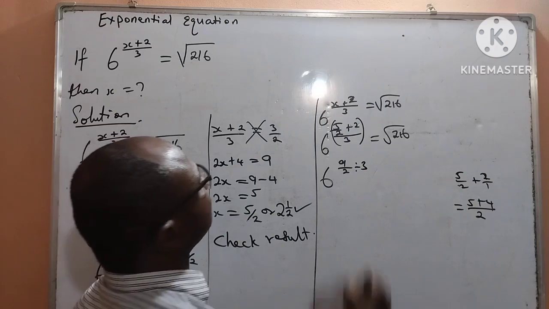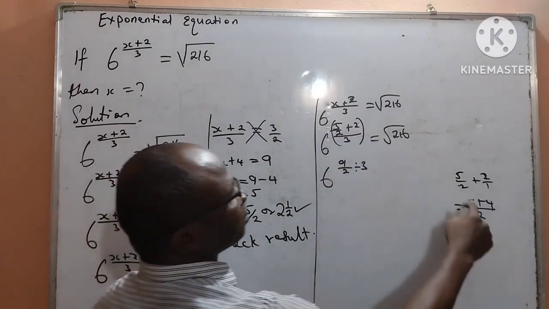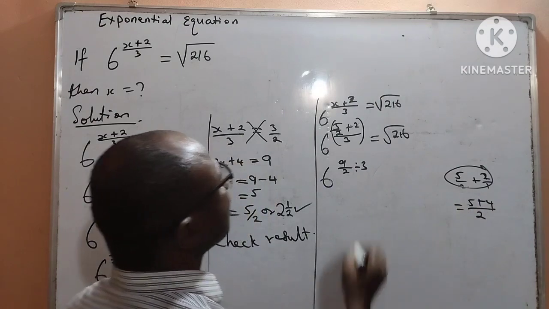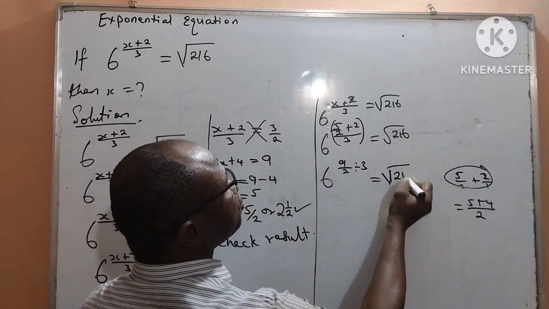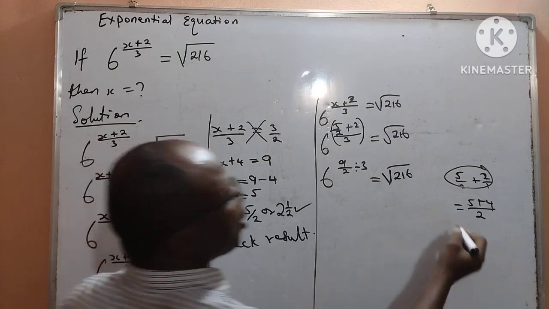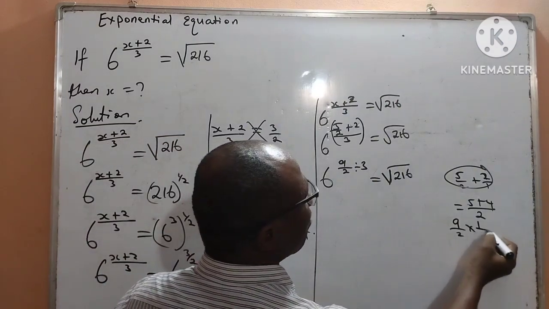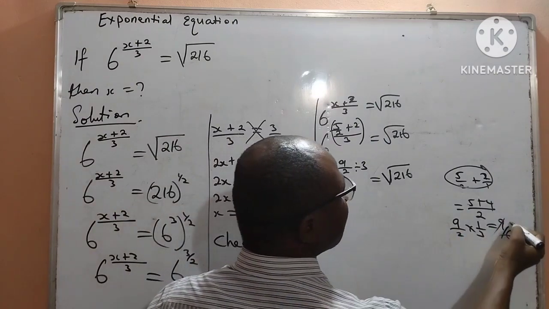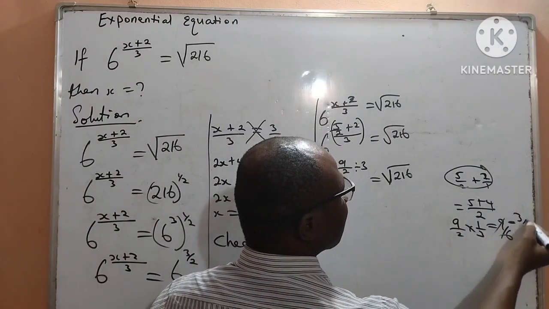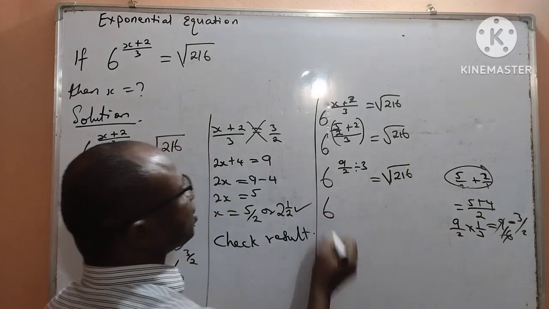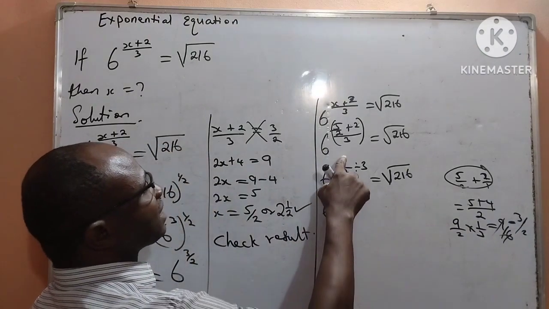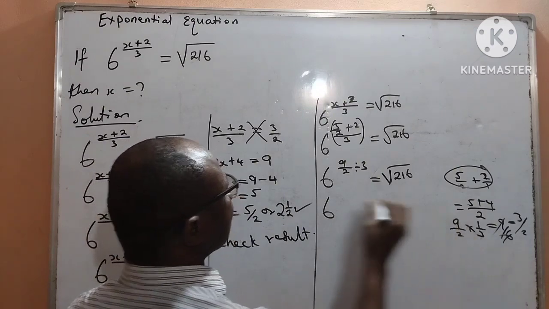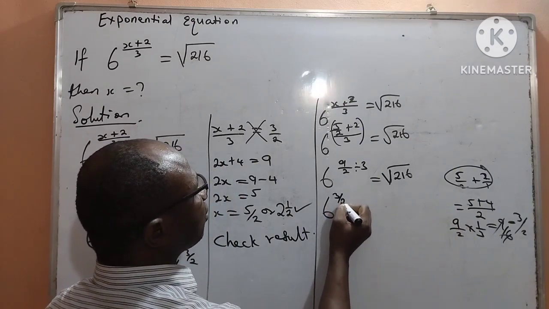What does it mean? 5 over 2 plus 2, that is what I have done here, and I got it as 5 plus 4, which is 9 over 2, equal to the square root of 216. Now, 9 over 2 multiplied by 1 over 3 is 9 over 6. And 9 over 6 is the same thing, since 3 here is 3 and 3 here is 2. Therefore, 9 over 2 divided by 3 is the same thing as 9 over 2 times 1 over 3, which is now going to give me 3 over 2.